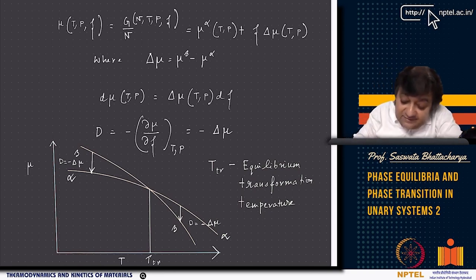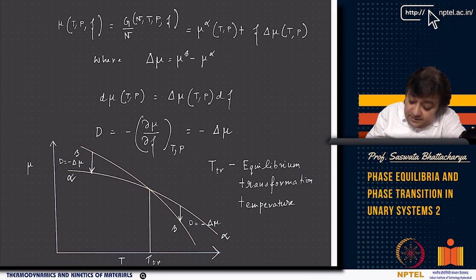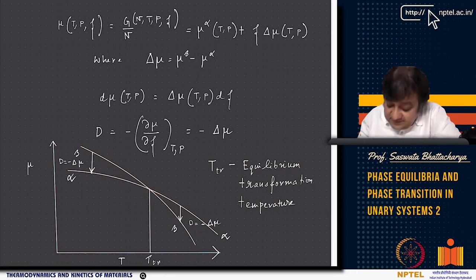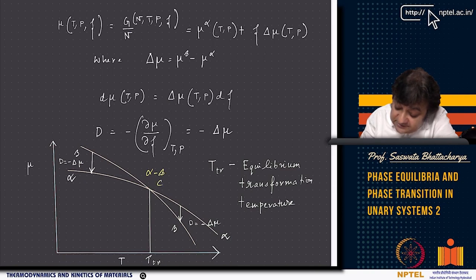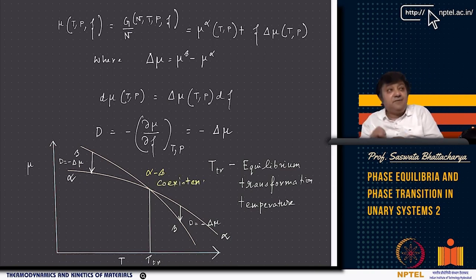Now, if I think of this, I have this beta phase and this alpha phase. You see, we have this transition temperature T_TR. This is my alpha phase, this is my beta phase, and beta phase transforms to alpha phase, or alpha phase can transform to beta phase. Now, think of this: d is minus delta mu, and delta mu is mu beta minus mu alpha. Looking at this picture, there is a transition temperature at which this is the alpha-beta coexistence point.